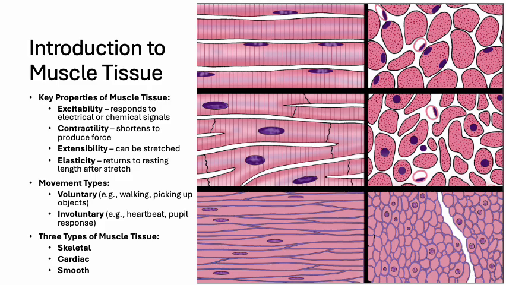Muscle tissue is specialized for contraction, allowing movement to occur within the body and the external environment. All muscle tissue shares key properties including excitability, which is the ability to respond to stimuli, contractility, the ability to shorten and produce force, extensibility, the ability to stretch, and elasticity, the ability to return to its resting length. Muscle contractions can be voluntary, such as in skeletal muscle movement, or involuntary, such as the heartbeat or movements of food through the digestive tract.